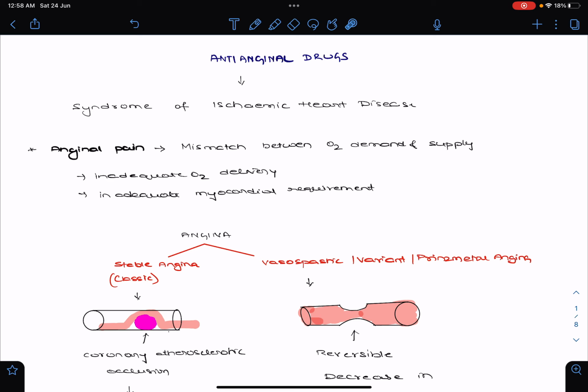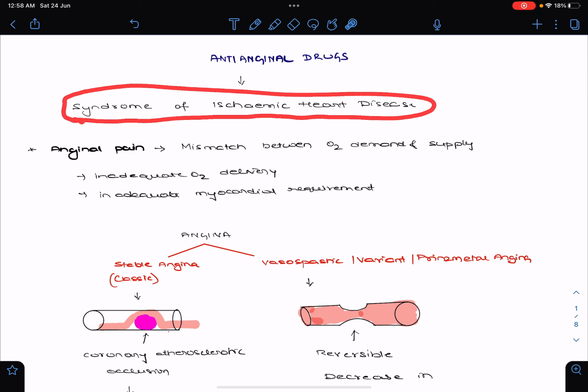In this session, let us learn about a very important cardiovascular system drug class, that is anti-anginal drugs. So what are anti-anginal drugs? Basically, anti-anginal drugs are used for the syndrome of ischemic heart disease. It is primarily a syndrome of ischemic heart diseases.